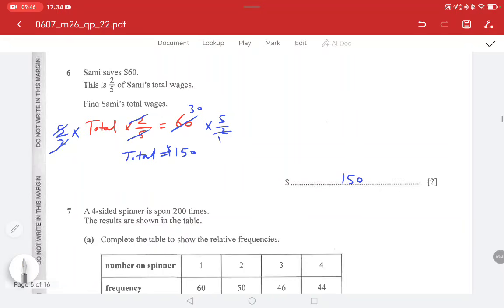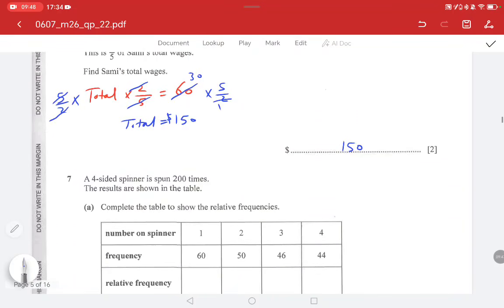You have to show your work, okay? So at least if your final answer is incorrect, you will get 1 point for the method.